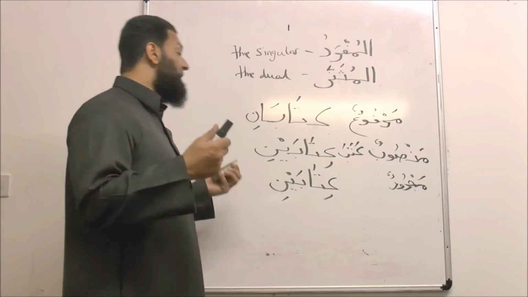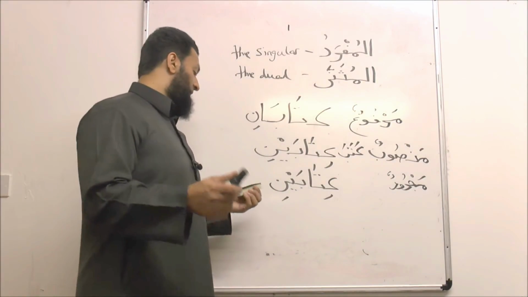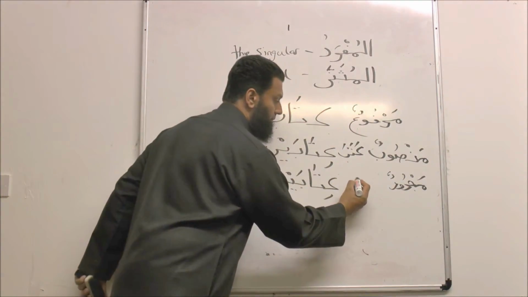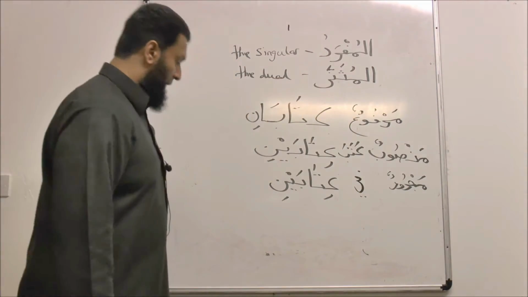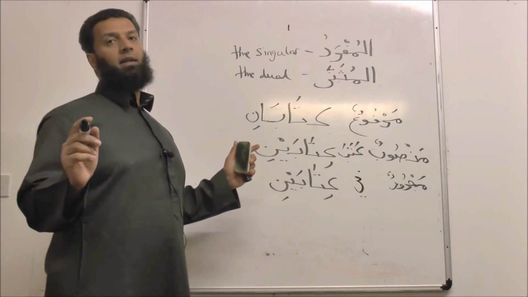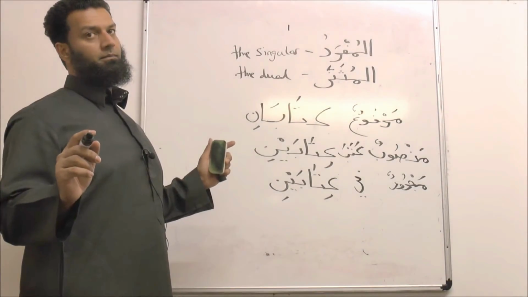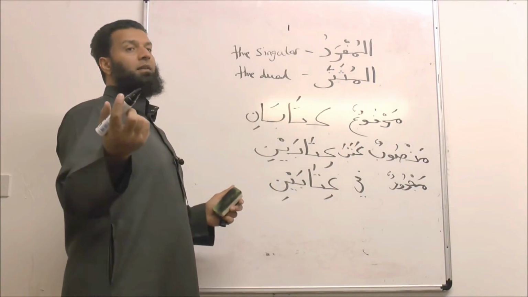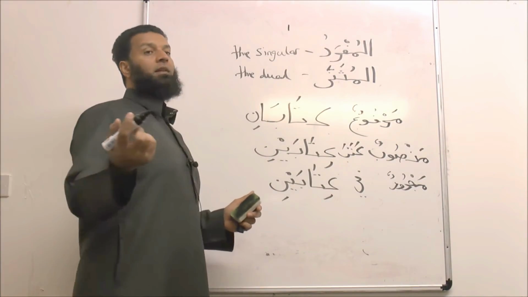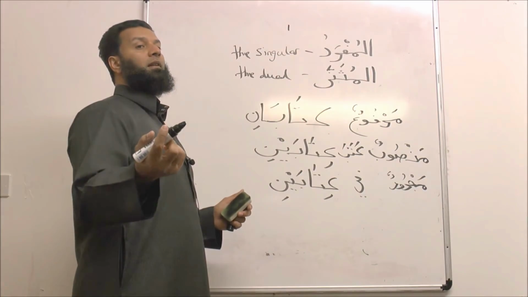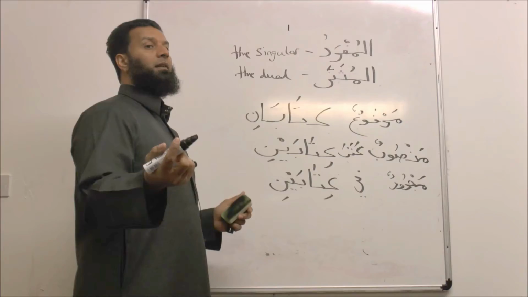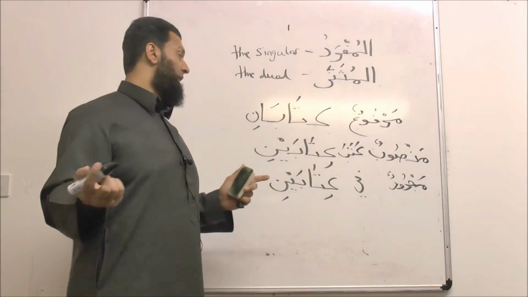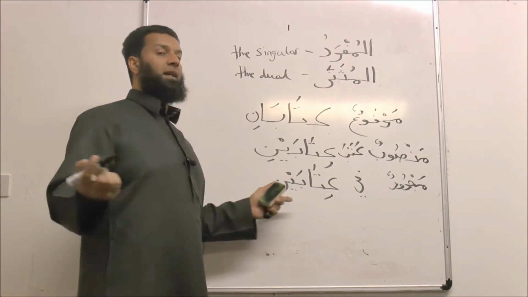So if we want to say in two books, what do we say? Fi kitabaini, in two books. In two houses? Fi baytayni.